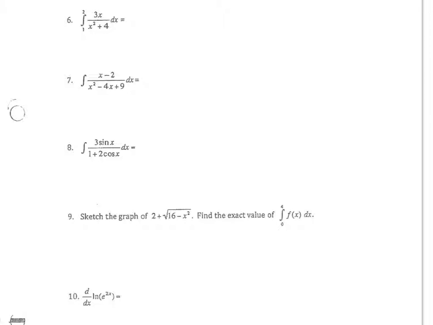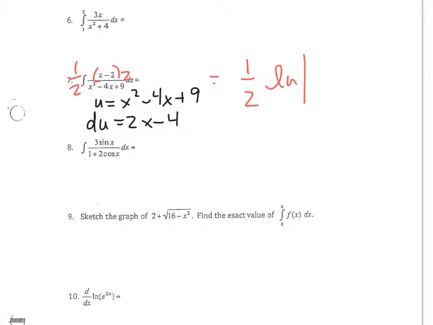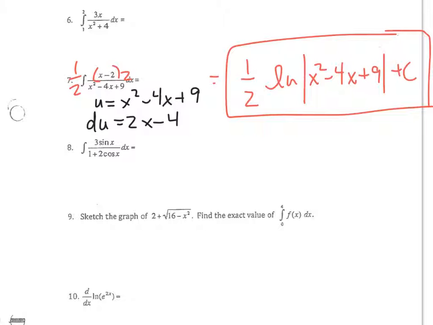Number 7, the x minus 2. Takes you a second, but the bottom part is your u. X squared minus 4x plus 9. Your du is 2x minus 4. That makes you happy because you can put a 2 inside and a 1/2 out in front and integrate that. Should end up with 1/2 ln x squared minus 4x plus 9 plus c as a final answer.